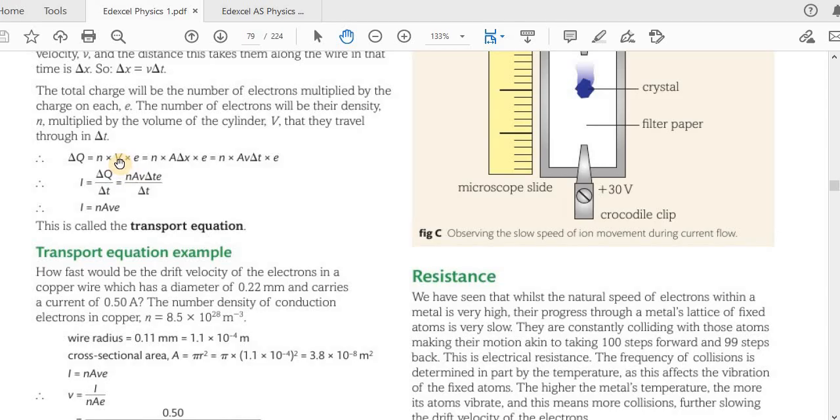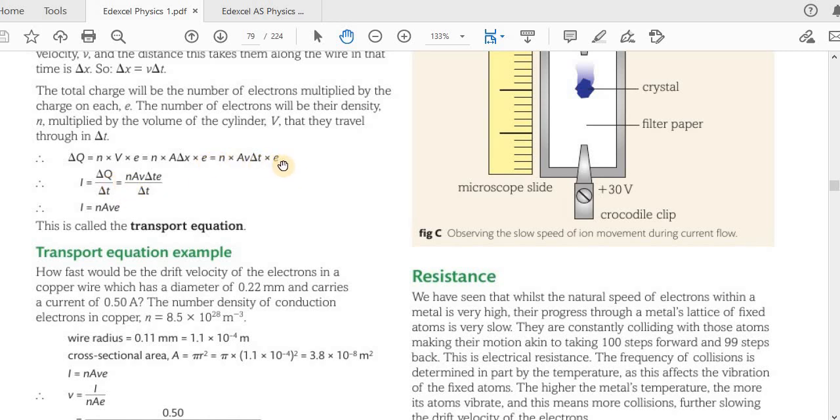So you have n times V times e. So n times A times delta x, that is V, then times e. Now delta x is v times delta t. See, it's already shown here. So n times A times v times delta t times e is what we have here. Now I is delta Q over delta t, the definition of current.